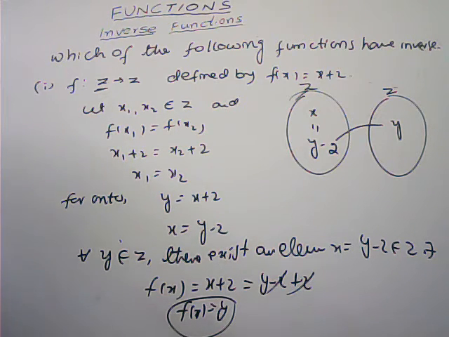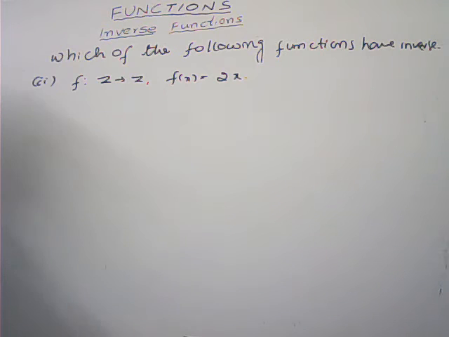So here f satisfies both one-one and onto, therefore f is said to be bijective. If it is bijective, inverse exists. Next one, f is mapping from z to z, f of x equals 2x.